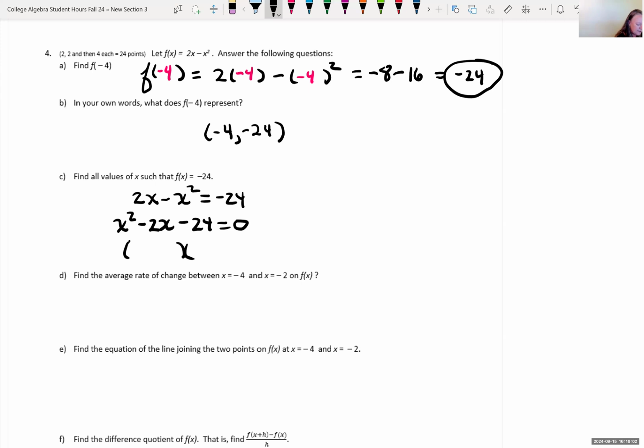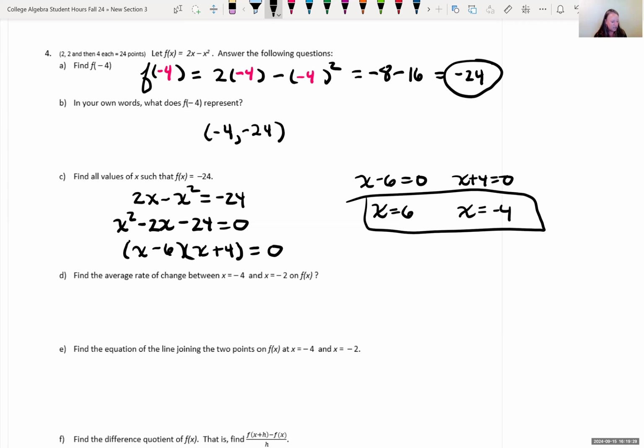I notice this is factorable. There are 2 numbers that multiply to give me -24 and add to give me -2. That would be -6 and +4. So I can factor this as x minus 6 all times x plus 4. Setting each factor equal to 0, solve x minus 6 equals 0 and x plus 4 equals 0. We get that x is equal to 6 and x is equal to negative 4.